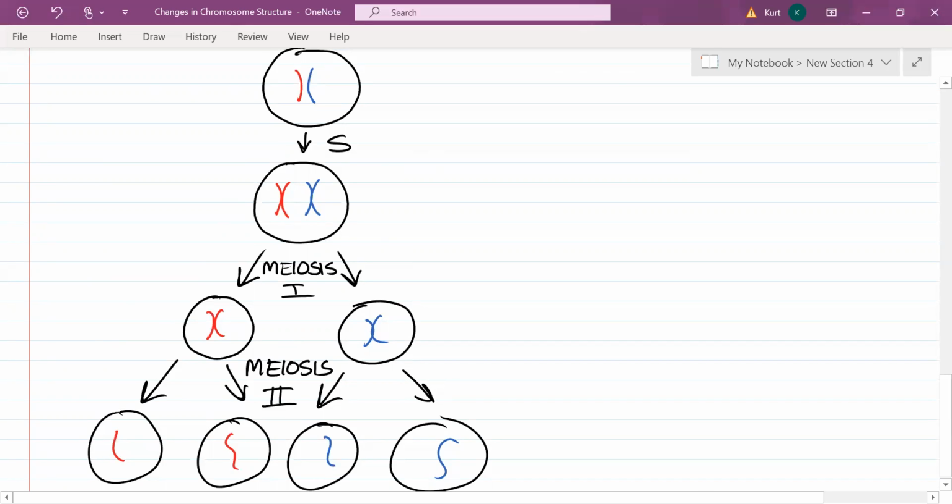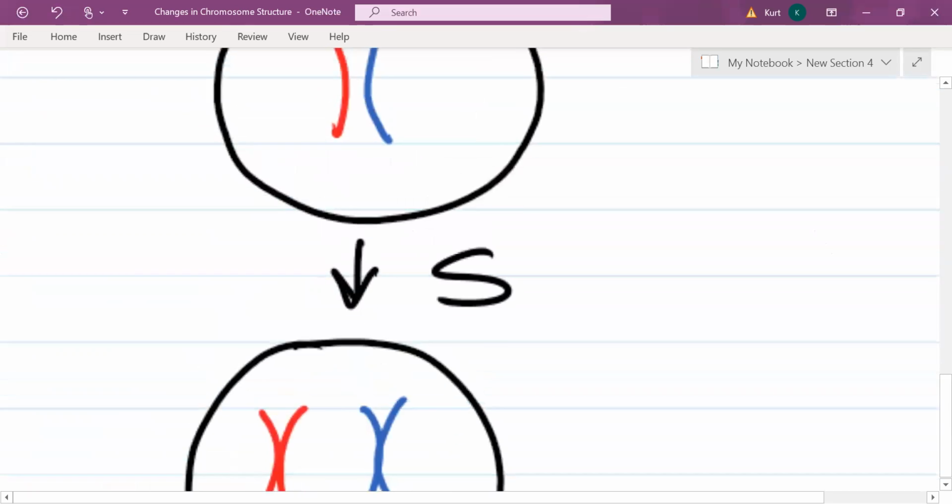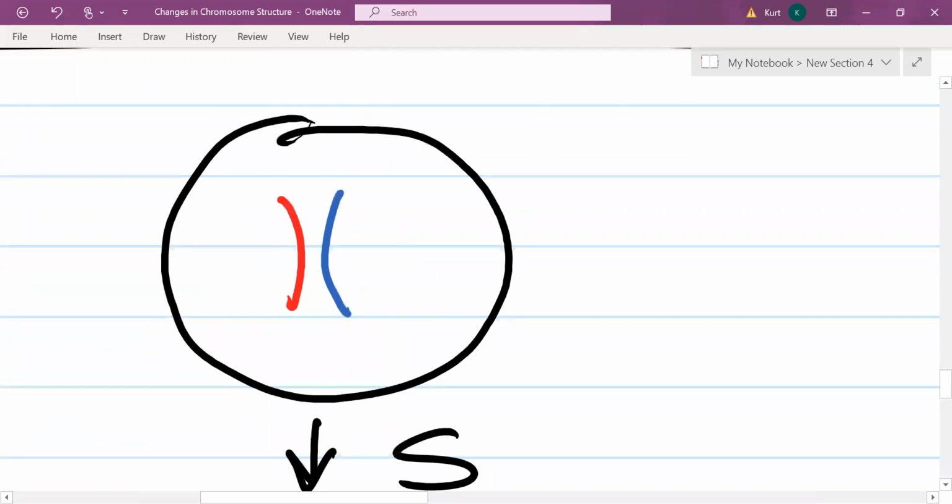Look at the parent cell. How many chromosomes do you see in the parent cell? Dan, how many do you see in the parent cell? I see 2 sister chromosomes, or 2 chromosomes. So diploid equals what? 2.